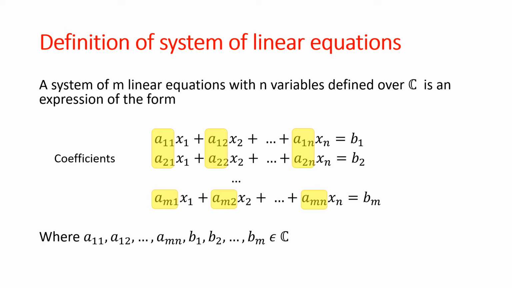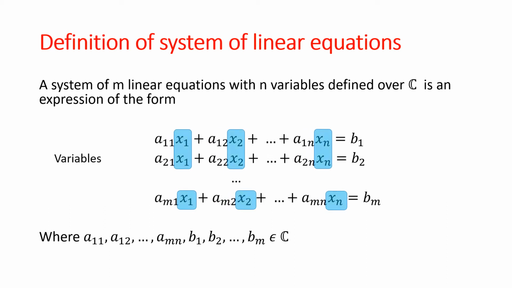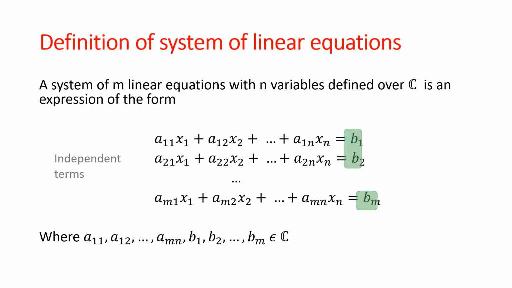It consists of a series of coefficients, a set of n unknowns, and also m independent terms. Recall that both the coefficients and the independent terms must belong to the field of numbers in which we have defined our system of linear equations.